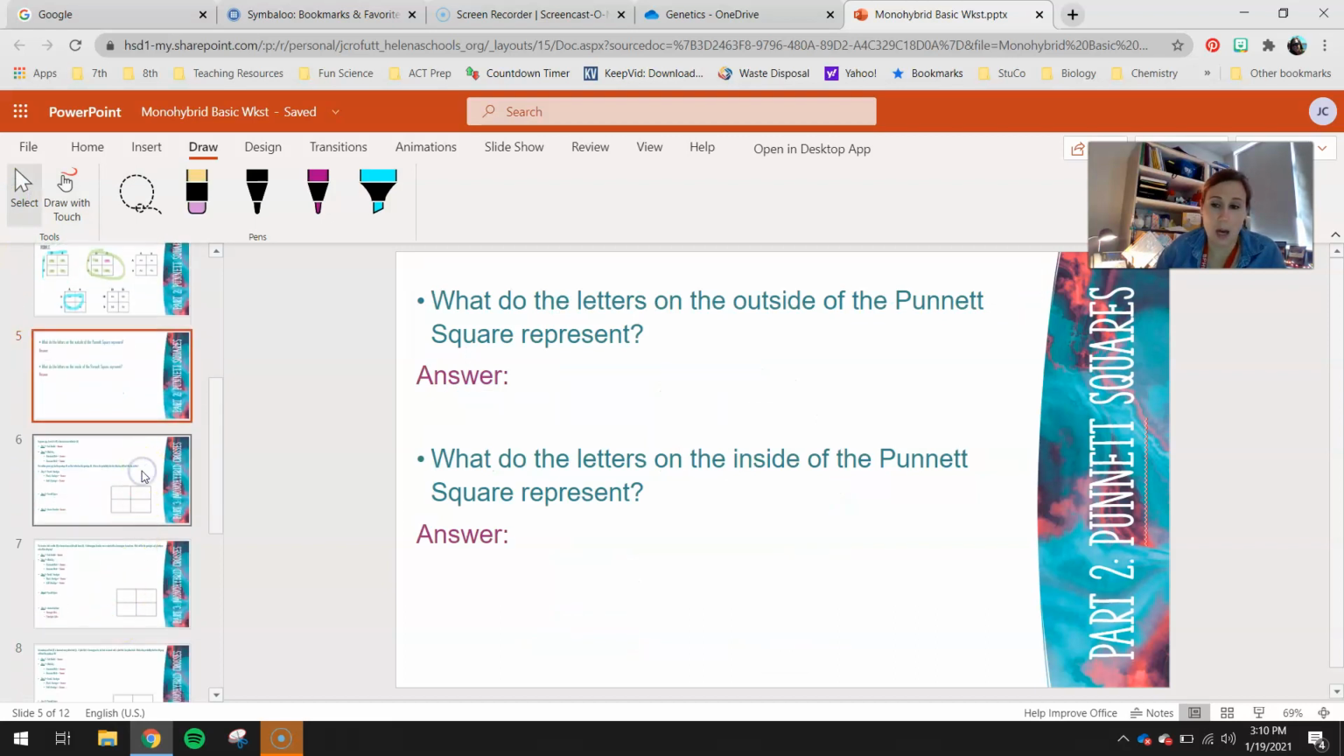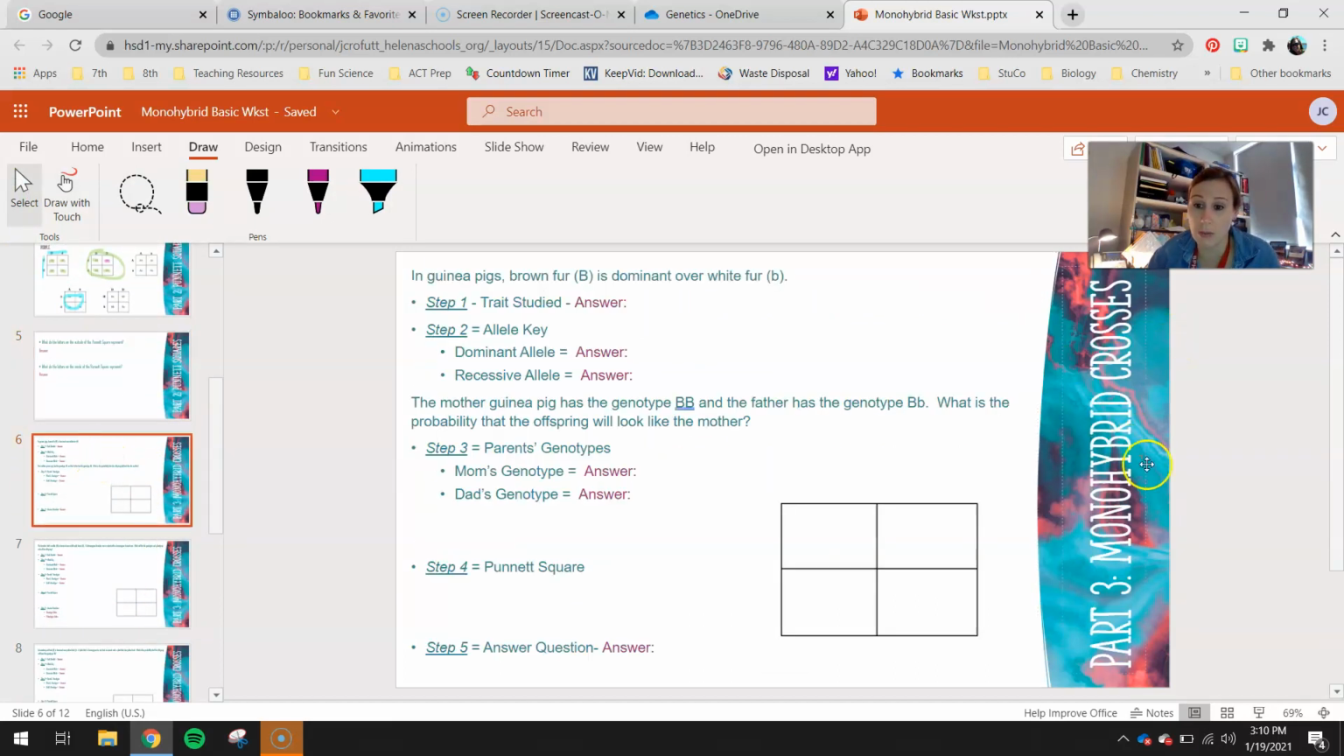Okay, and then moving on to part 3 is your monohybrid crosses. This one is where you are actually going to be solving some of these monohybrid crosses. I'm going to go over the first one with you and do the whole thing for you, and then the rest should be ready for you to go.